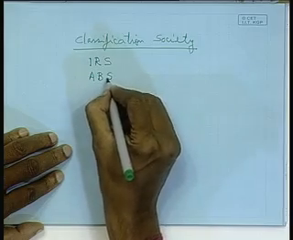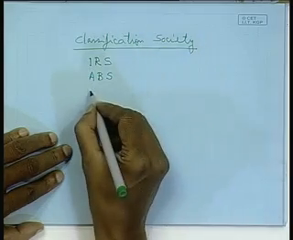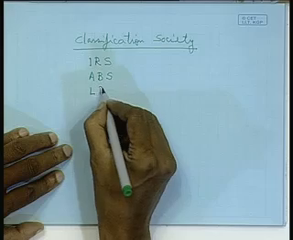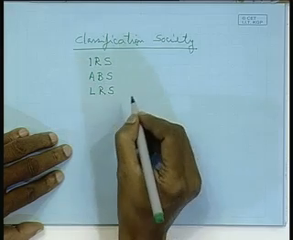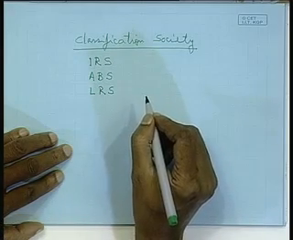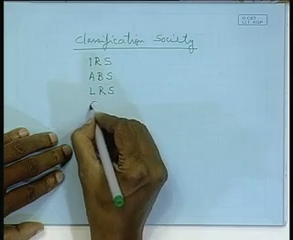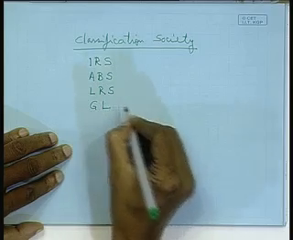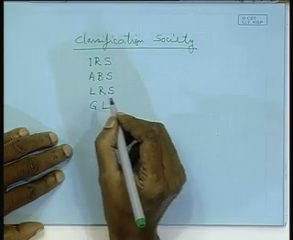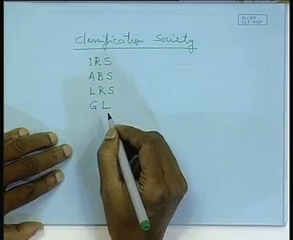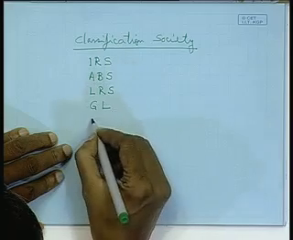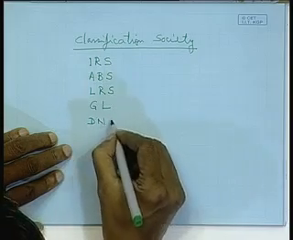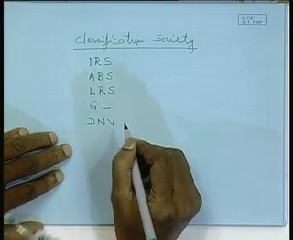Right, that is American Bureau of Shipping. Then we have LRS, Lloyd's Register of Shipping. This is a British one, right. Then there is GL, Germanischer Lloyd. This is a German one, right. Similarly, you have DNV, Det Norske Veritas. This is the Norwegian one.